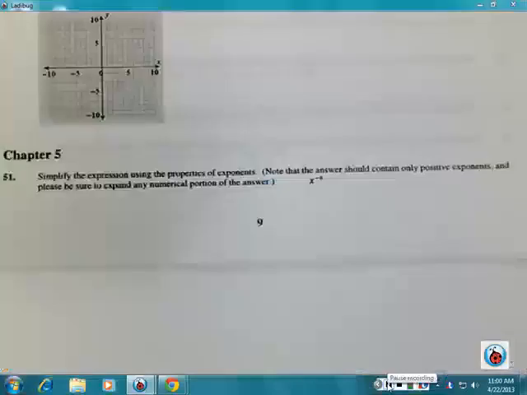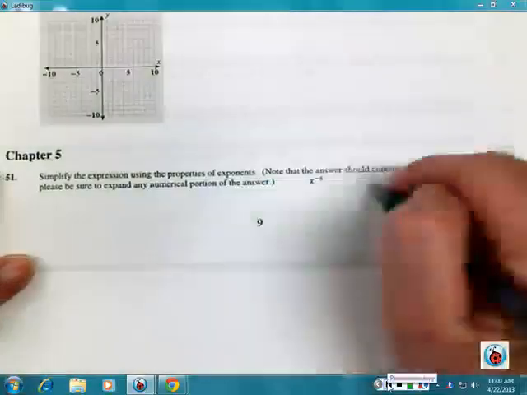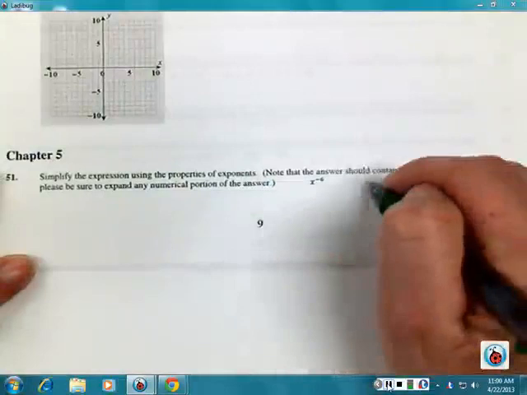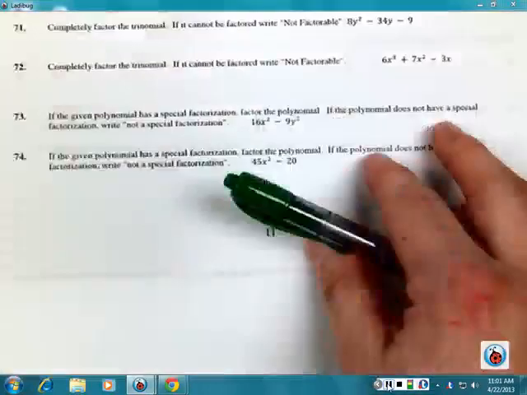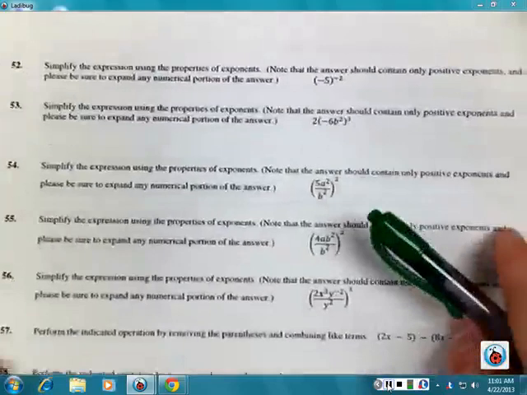Take it off of that. So on this one, we have x to the negative 6, and the answer was 1 over x to the 6th power. So all I need to do is move it. So if I flip my page over, what do I have to do with the next one on there?